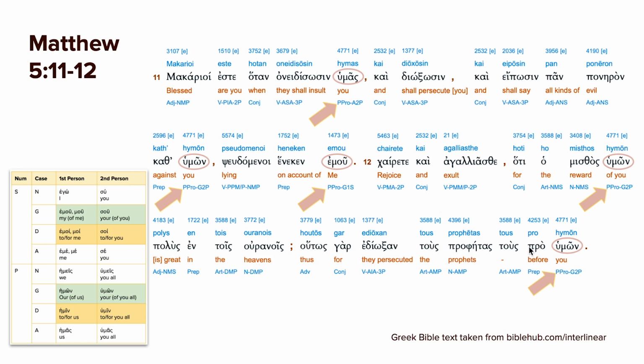All right, let me note a few of these personal pronouns. Pretty pink personal pronouns. We have humas. That's accusative plural. So humas, right here, you all. And against you is going to be genitive after kata or kath, humon. So genitive plural. Emou. Now here's an example of when emou is used instead of just mou. In this case, I think it's for emphasis. Because of me, because of Jesus, because you're doing something for me. So emou, and that's in this case a genitive. Humon, again genitive, the reward of you, belonging to you. That's kind of a possessive, your reward. And then finally, before you is followed by the genitive plural, humon as well. The prophets before you, genitive.